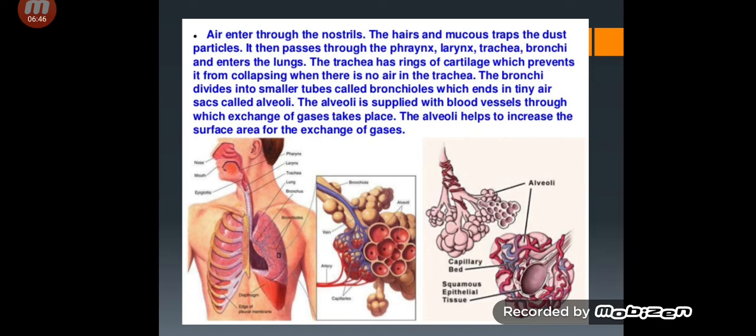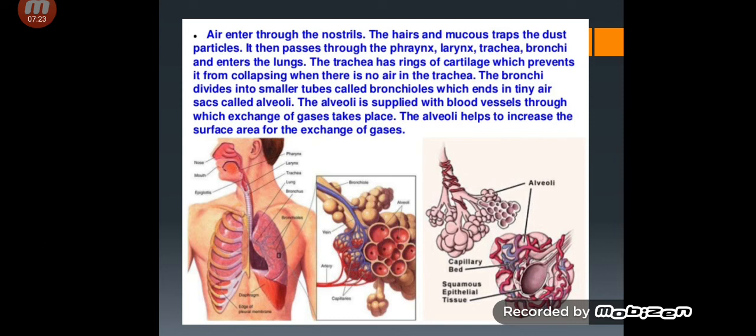So, how does it work? Air enters through the nostrils. The hairs and mucus trap the dust particles. It then passes through the pharynx, larynx, trachea, bronchi and enters into the lungs. The trachea has rings of cartilage which prevent it from collapsing when there is no air in the trachea. The bronchi divide into smaller tubes called bronchioles, which end in tiny air sacs called alveoli.